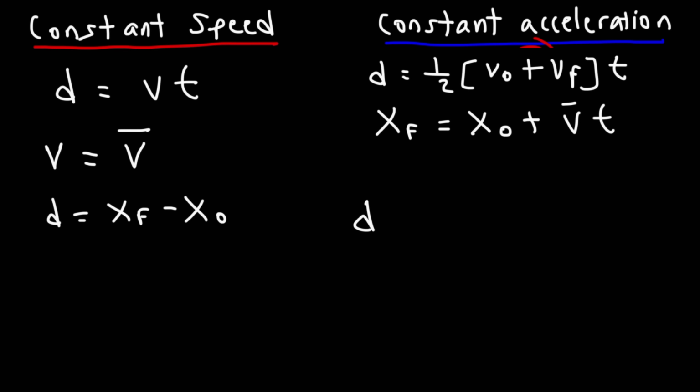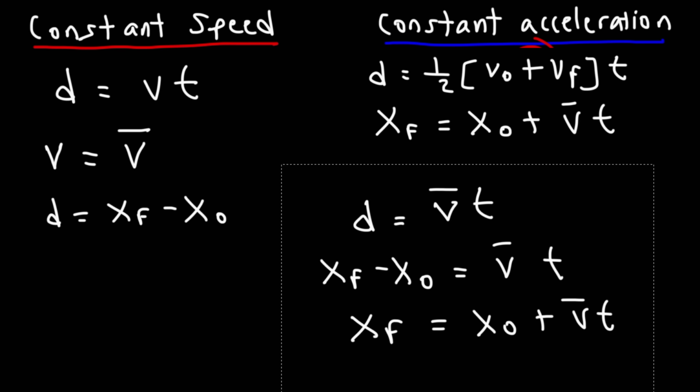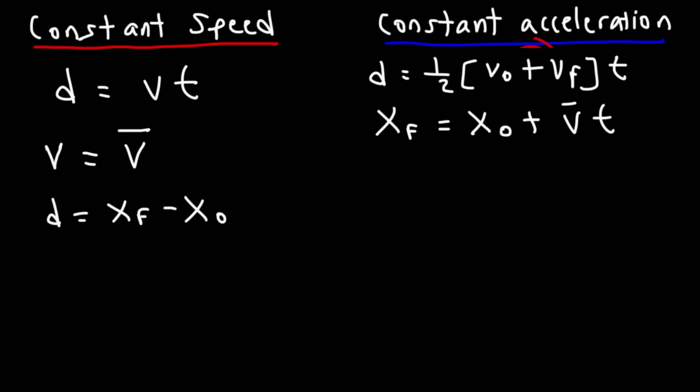You can also get it from this equation. D is equal to V bar times t, and D, being the displacement, is x final minus x initial. And so if you were to move this to that side, you would end up with the same equation. So there's many ways in which you can derive that equation. So that's the next one that you want to have in your list.